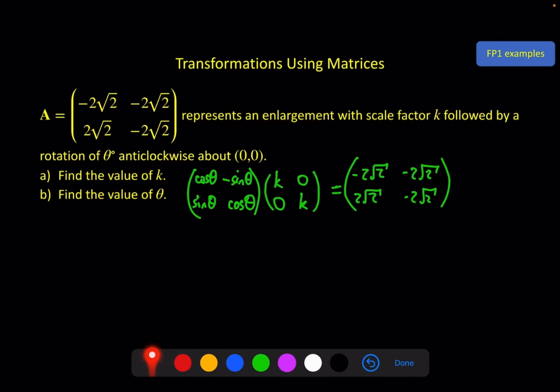Now what you could do is do this times this plus this times this makes this, and this times this plus this times this makes this, and then solve your simultaneous equations, and that's fine, you can do that. But what I'm going to do here is give you a little clue as to how useful the determinant is, because if we know that this is an enlargement, then the scale factor of the area is k squared.